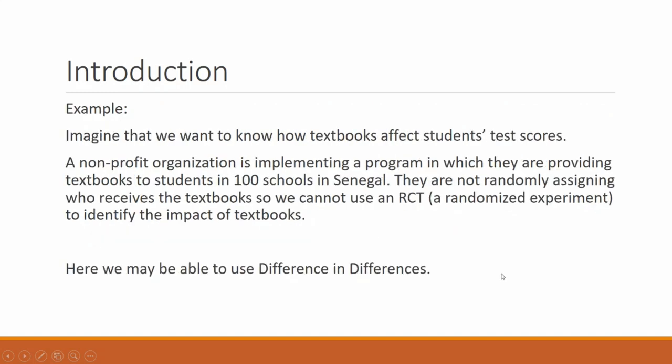Okay, let's take a look at an example. Imagine we want to know how textbooks affect students' test scores. A nonprofit organization is implementing a program in which they're providing textbooks to students in 100 schools in Senegal. Now, this sounds like an opportunity for an RCT, or a randomized experiment. However, they are not randomly assigning who receives the textbooks and who does not, and therefore we cannot use a randomized controlled trial experiment. So we can't use an RCT to identify the impact of the textbooks. But here we may be able to use difference in differences.